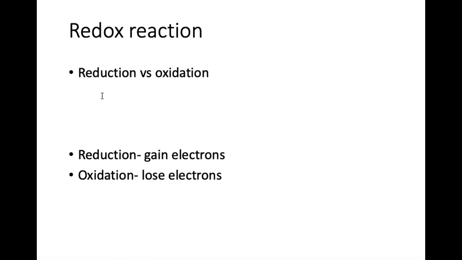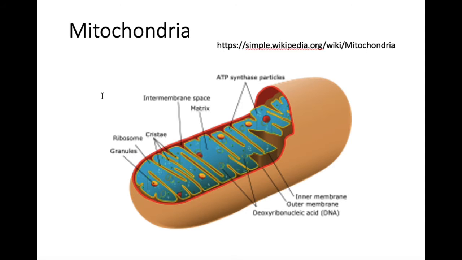And where is this going to take place? In the mitochondria. The mitochondria is your energy producer. It's going to have two membranes. There's the outer membrane and the inner membrane, and then there's the matrix. Then basically the inner membrane is where the electron transport chain is going to take place. All right.